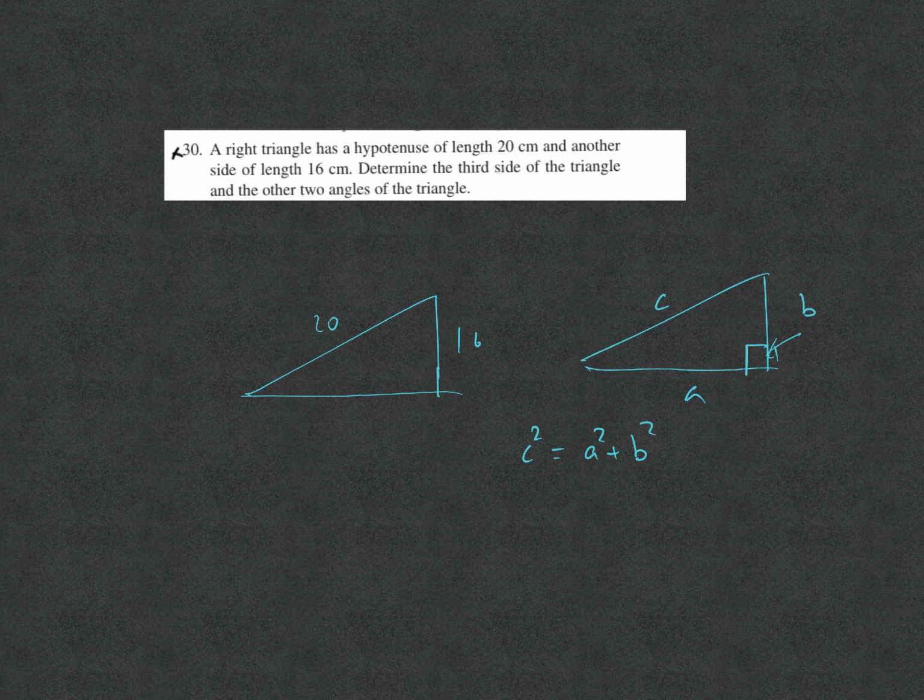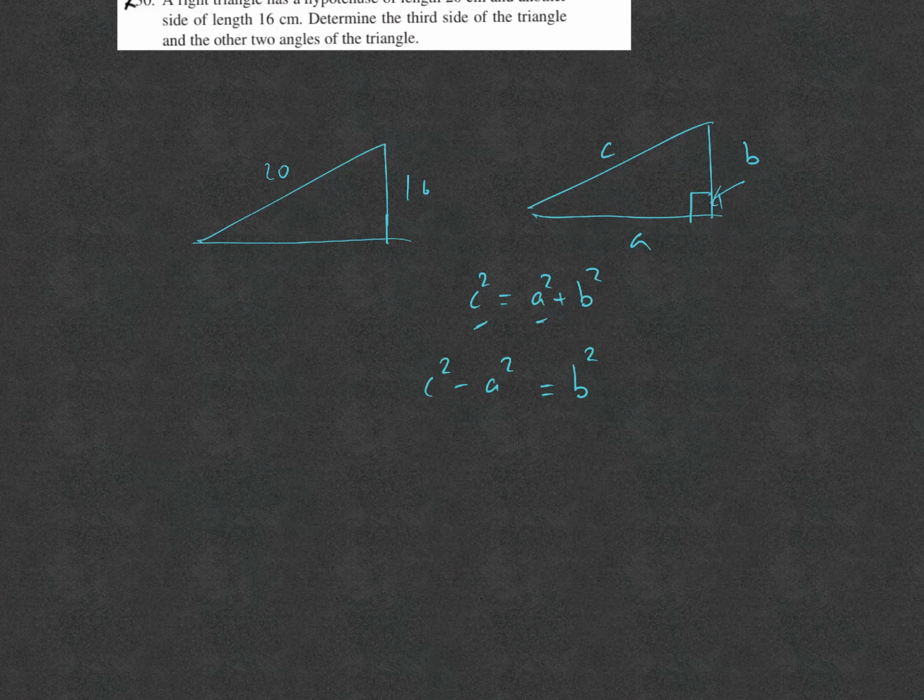So in this case, they give you the hypotenuse and one of the sides, and they ask you what is b. b squared will be c squared minus a squared. In this case, b squared will be 20 squared, the hypotenuse, minus one of the sides, 16 squared. So b will be the square root of 20 squared minus 16 squared. You solve it and you will find the value of b. And this one we will do later, sometime. Okay.